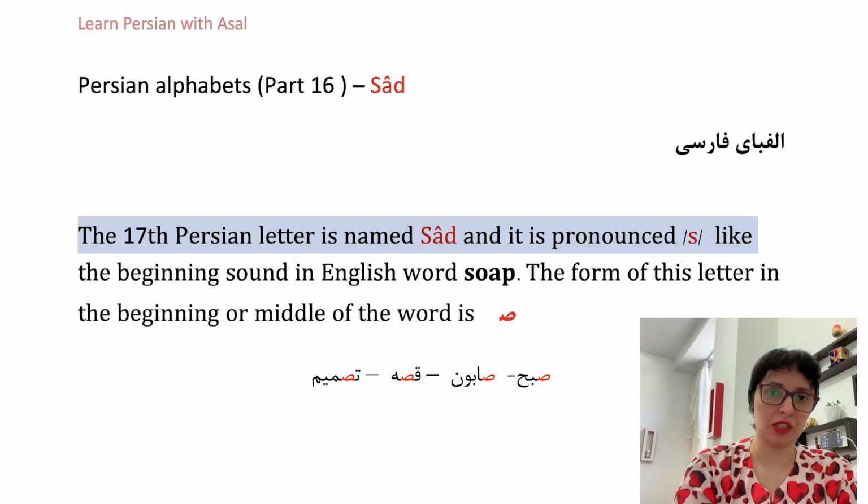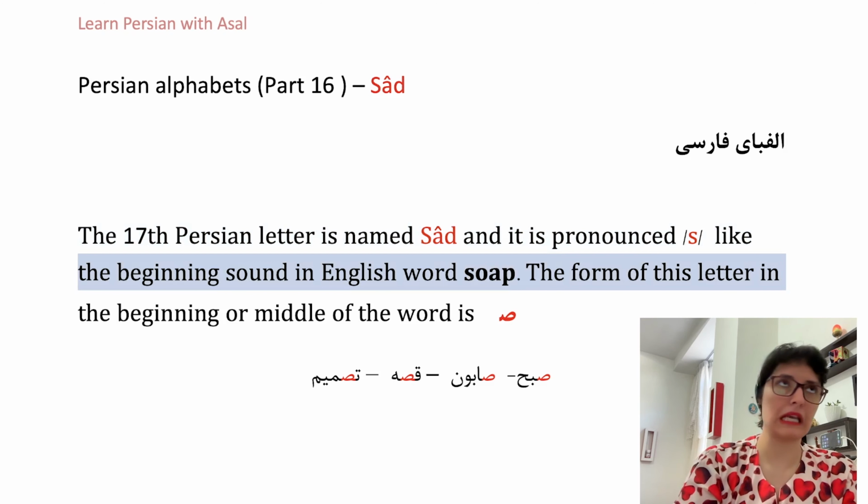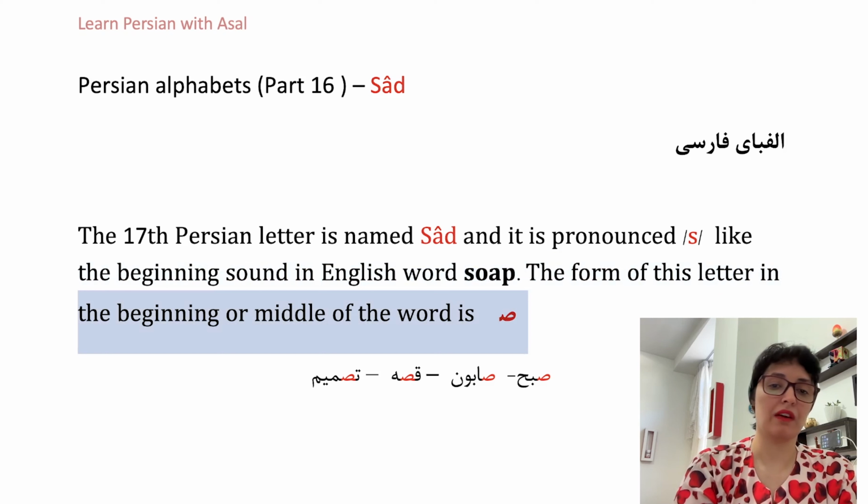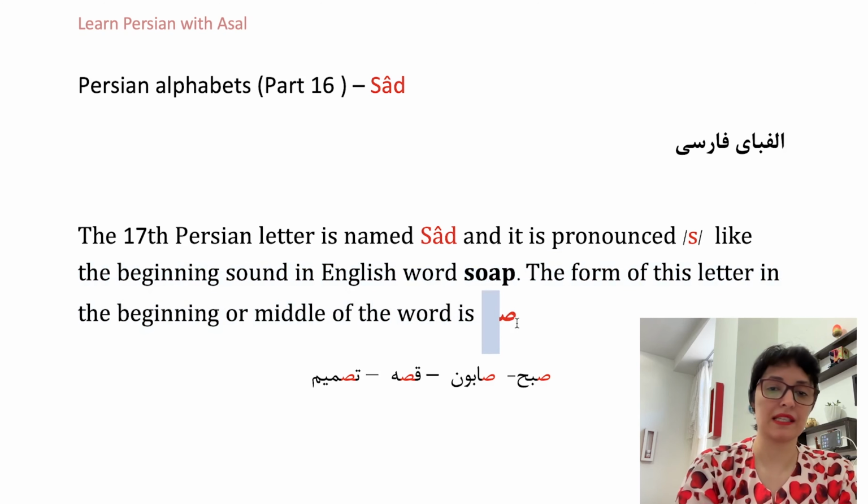Today we have another part of the Persian alphabet letters and we are going to dive into the letter Sad. The seventh Persian letter is named Sad, and it is pronounced S, just like the letter Sin. Remember, it sounds like S, the beginning sound in the English word soap. Okay, sing. And the form of this letter in the beginning or the middle of the word is like this.